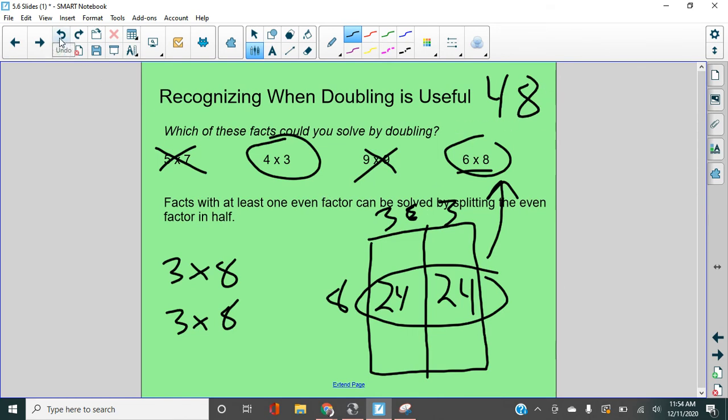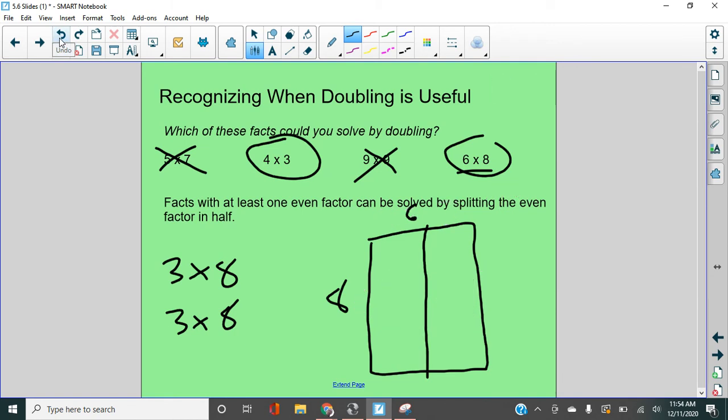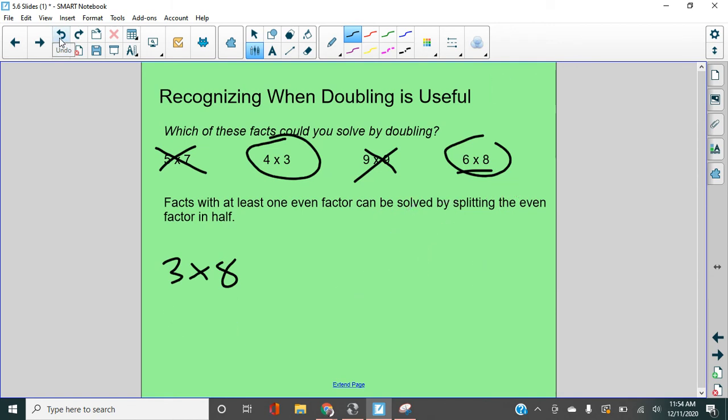Now you could have also, let's rewind the clock here. Rewind all the way back to here. We could have also split the 8 if we want to do that instead, right? And then cut the 8 in half. So that would be 6 times 4 and 6 times 4, right?